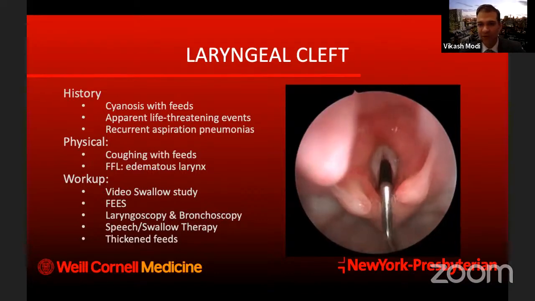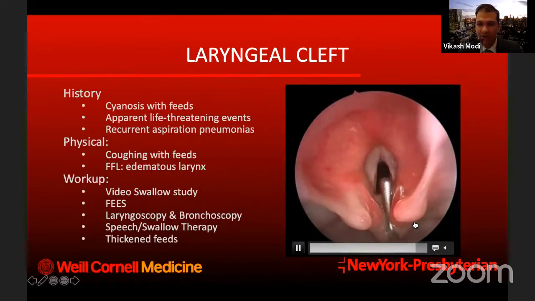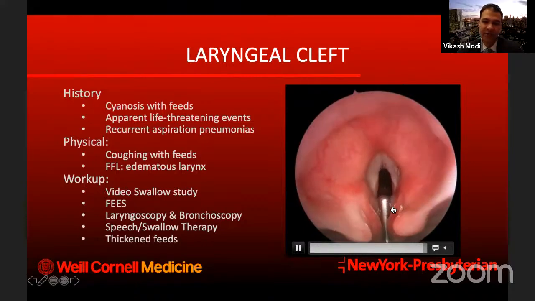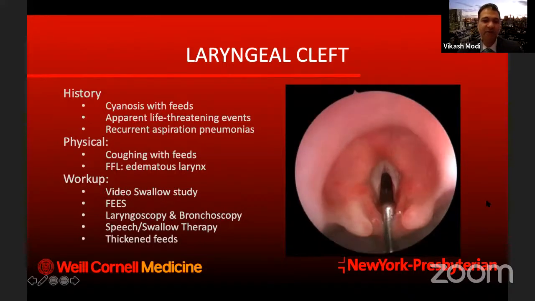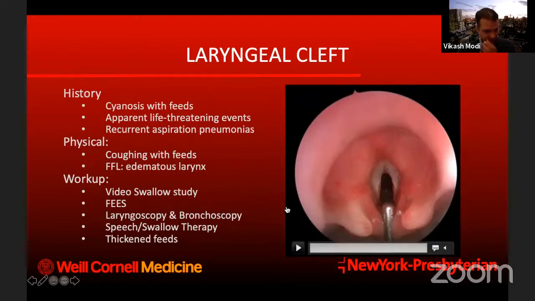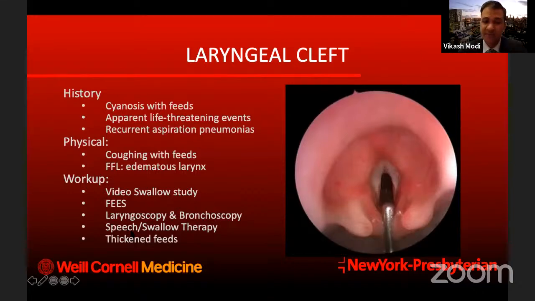And here's the key when you're doing your laryngoscopy bronchoscopy. You want to take your curved angle probe, put it in the interarytenoid region, and make sure this partition is above the level of the vocal cords. This child does not have a laryngeal cleft. This is a normal interarytenoid depth. We'll give them some speech and swallow therapy and put them on thickened feeds.